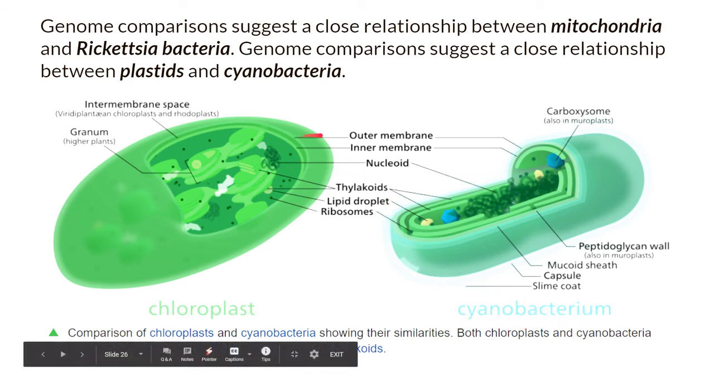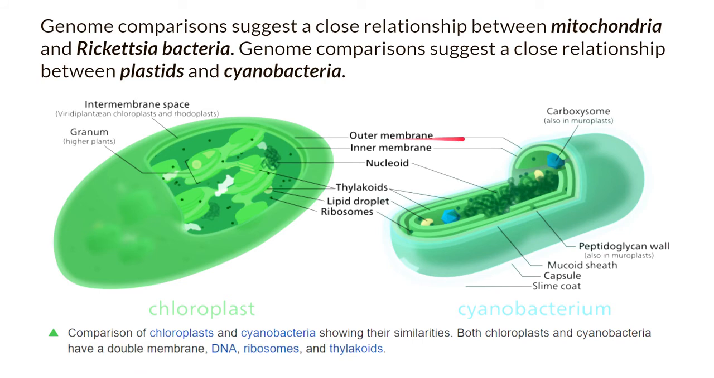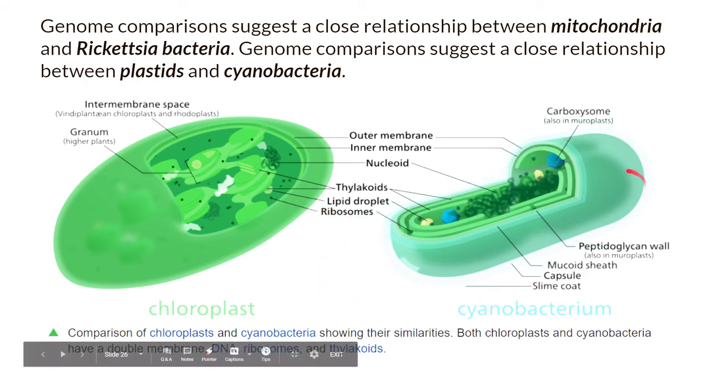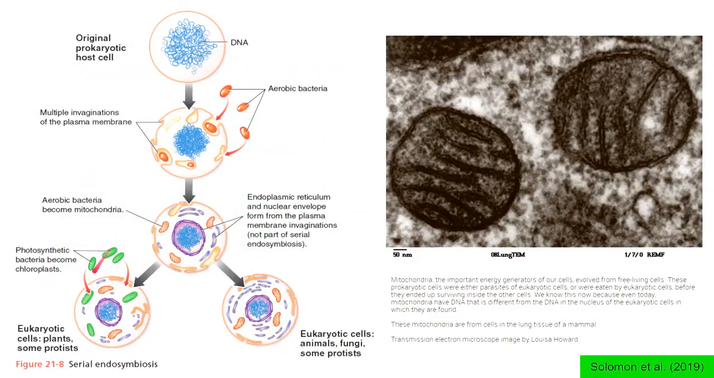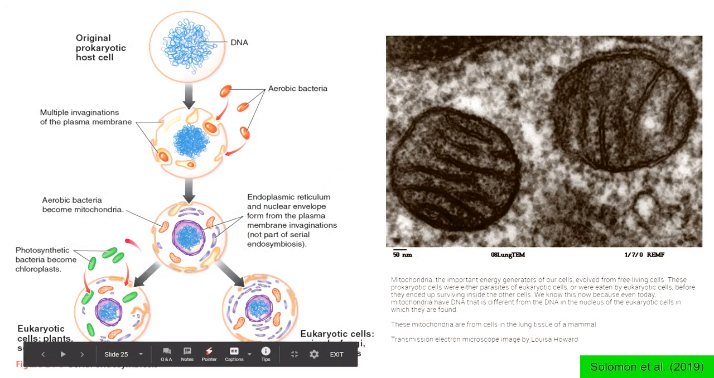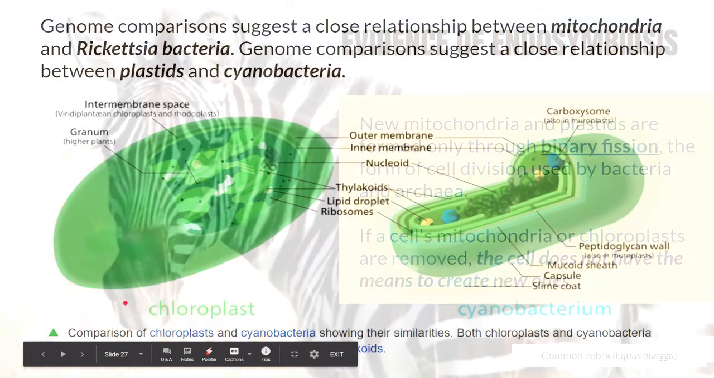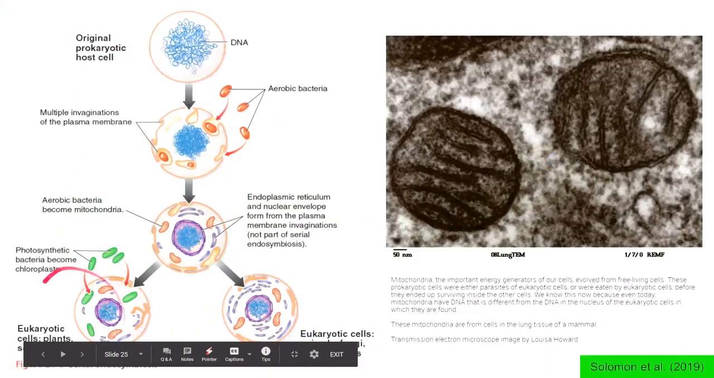And we see they have major similarities. They have an outer membrane, inner membrane, a nucleoid within, thylakoids, lipid droplets, and ribosomes. So most likely this is the ancestor of your chloroplast, and then they were engulfed within the cell, and then they still performed their photosynthetic processes, which eventually gave rise to plants and other photosynthetic organisms.